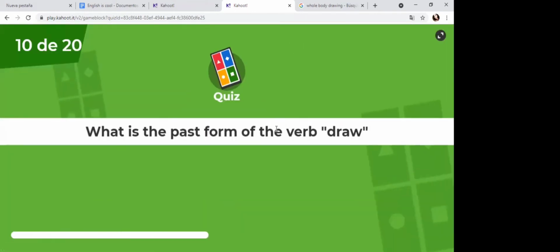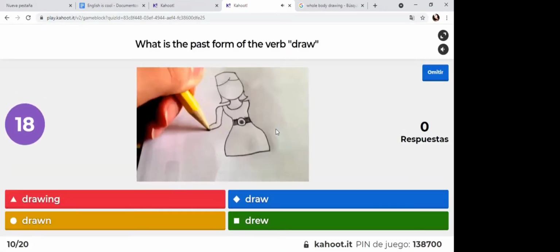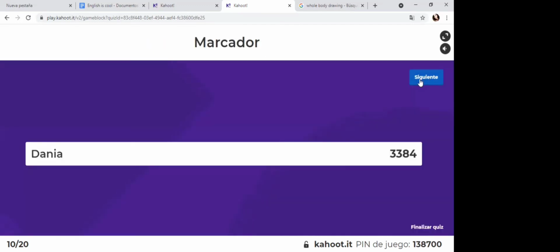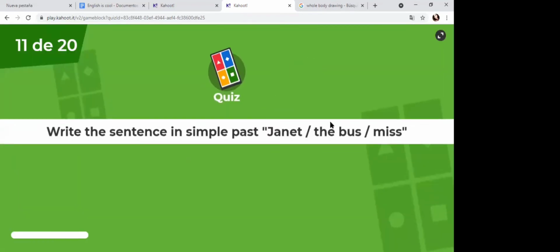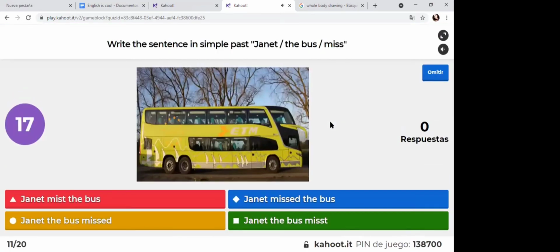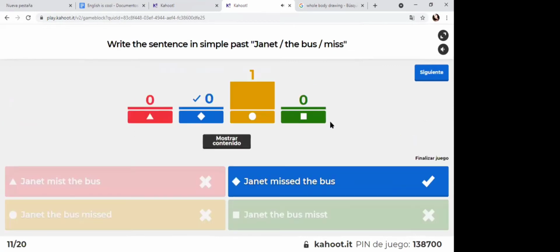Number 10. What is the past form of the verb draw? The past of draw is drew. Write the sentence in simple past. Jane the bus missed. Okay, the past is Janet missed the bus.